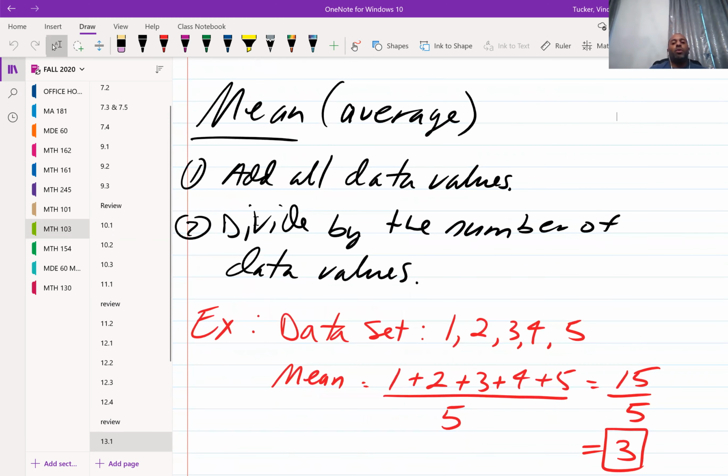All right. So if my data set was 1, 2, 3, 4, 5, I will add those numbers up and divide by 5. I have 5 numbers, so divide by 5. So that'll be 15 divided by 5, which is 3. So the average, or in other words, the mean is 3.